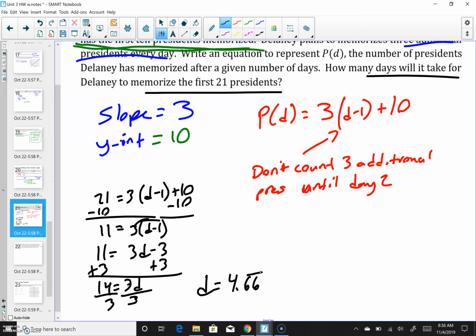So obviously, she doesn't learn the exact number through 0.66 of a day. So therefore, we're going to have to round up, and it's going to take her 5 days to memorize the first 21 presidents because we don't account for the 0.66. 4 days is not enough, so therefore we have to round up to 5 days.